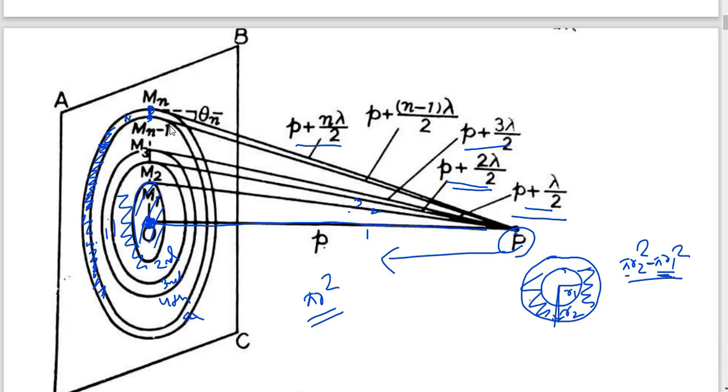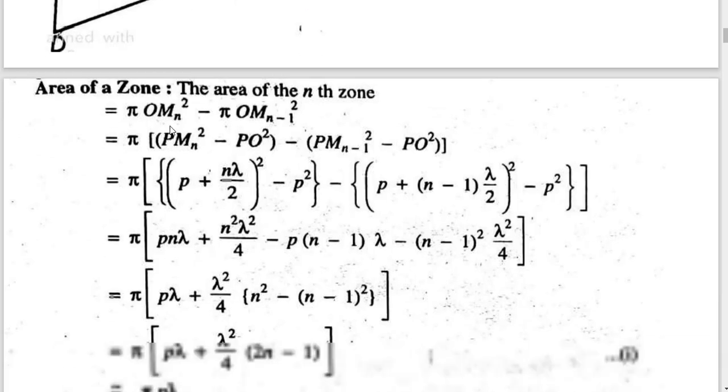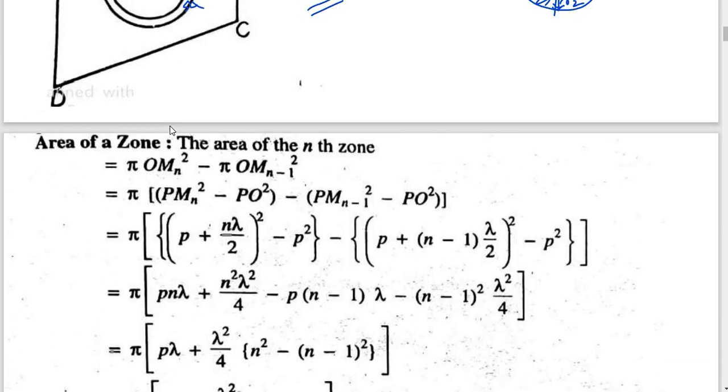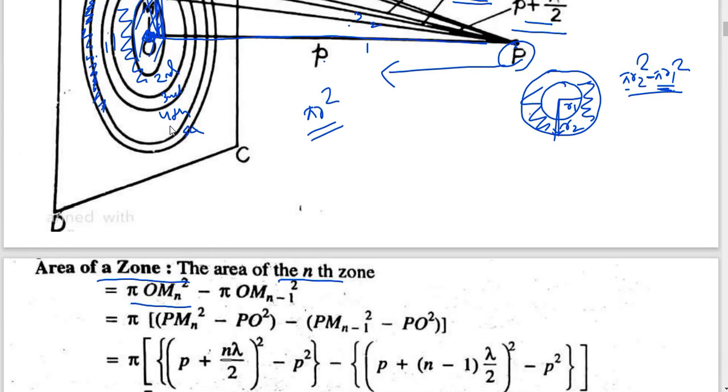Similarly, the area in between is pi times OMn square minus OMn minus 1 square. OMn is the radius of the nth circle, and OMn minus 1 is the radius of the n minus 1 circle. Now, what is the area of a zone? The area of the nth zone is pi OMn square minus pi OMn minus 1 square.